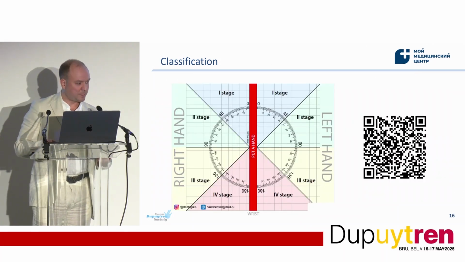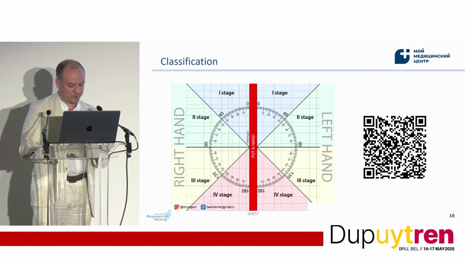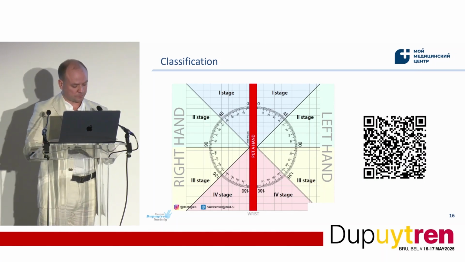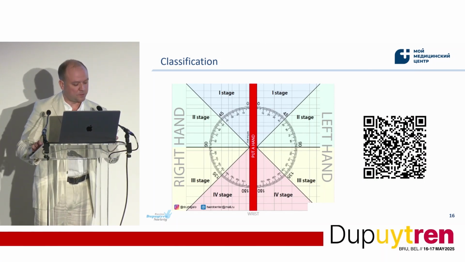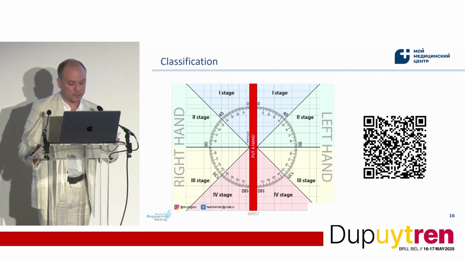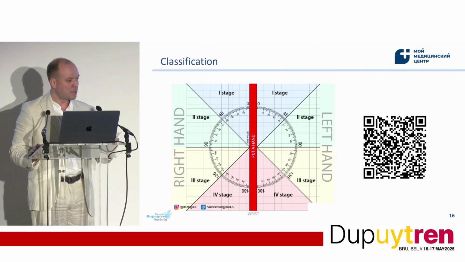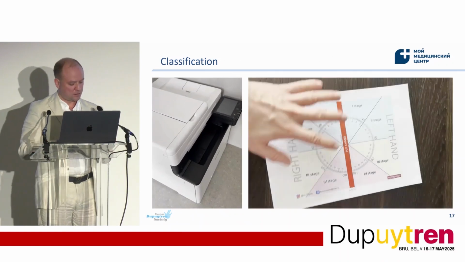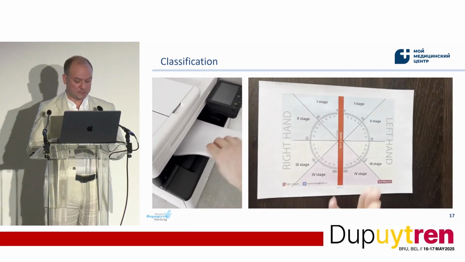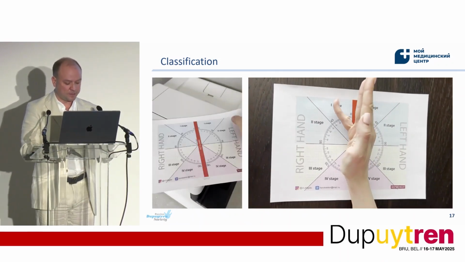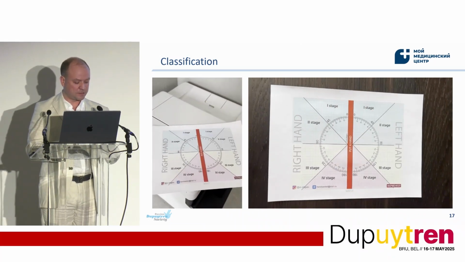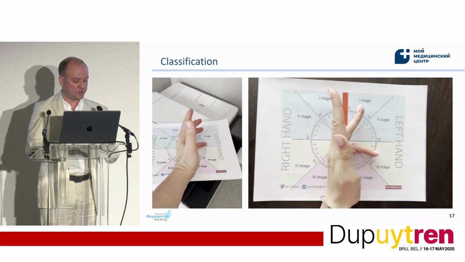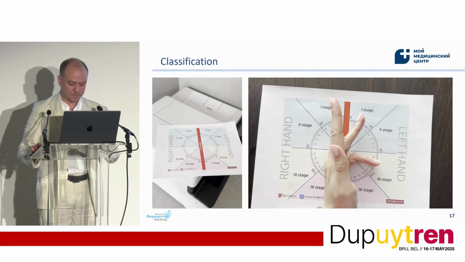We developed a template that you can download and print on a standard printer. Place the template on your office desk and align both of the patient's left and right hands to determine the stage of Dupuytren contracture without an angle meter.